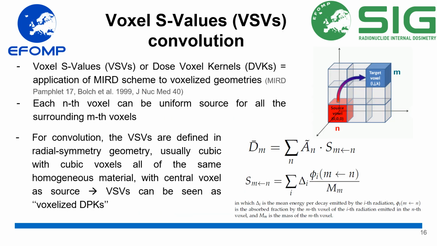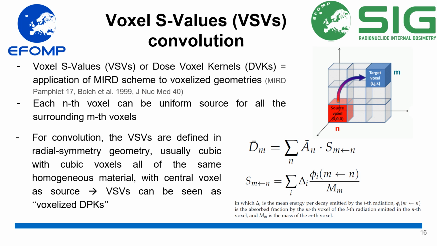A conceptually similar approach to dose-point kernel convolution is the one followed by the voxel S-value convolution. Voxel S-values, also referred to as dose voxel kernels, can be viewed as the application of the MIRD scheme to voxelized geometries, in which each nth voxel acts as a uniform source for all the surrounding nth voxels. In order to be applied in a dosimetric convolution, the voxel S-values are defined in a radial symmetry geometry, generally a cubic one with cubic voxels of homogeneous material, and with the central voxel being the radiation source.